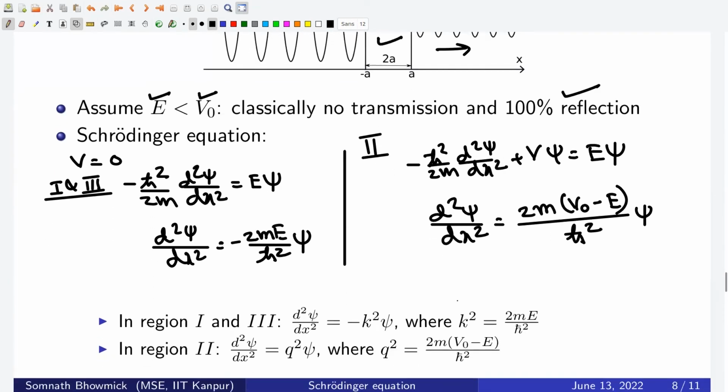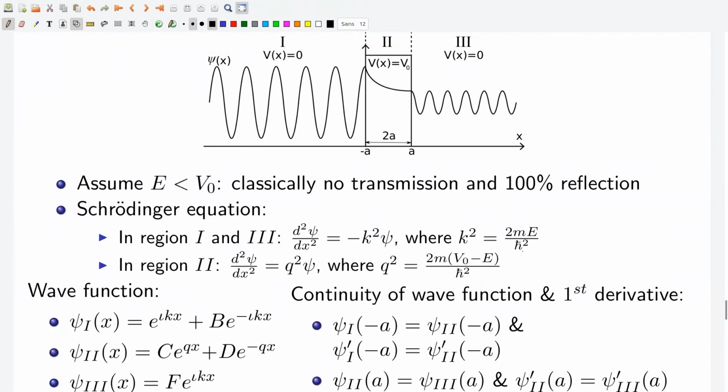Okay, and we define k square as 2mE by h cross square, and that means this term is defined as k square and this term is defined as q square. So q square is equal to 2m (V naught minus E) divided by h cross square. So far, we have defined the Schrodinger equation in different regions. Now, we have to write down the eigenfunctions.